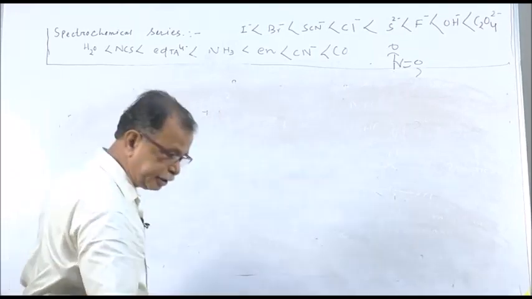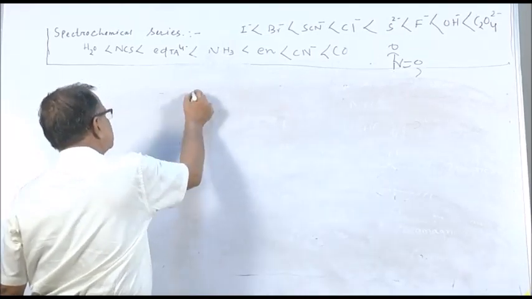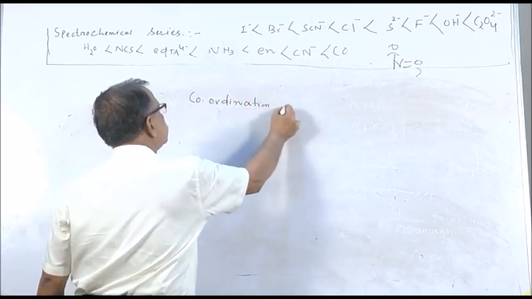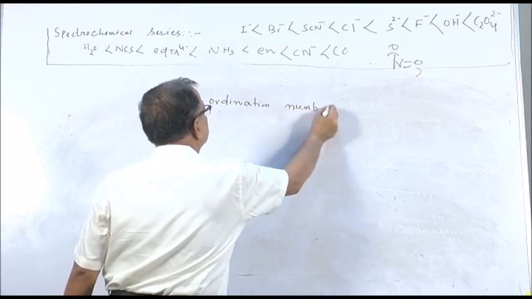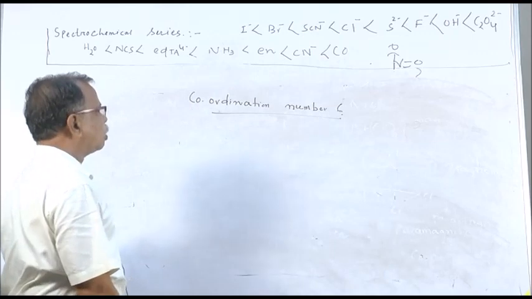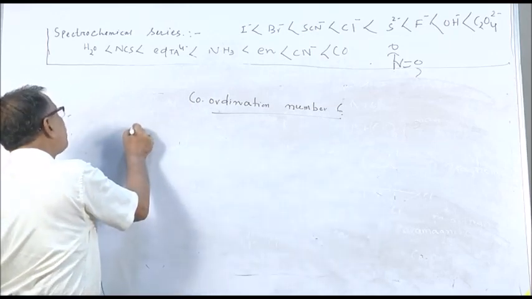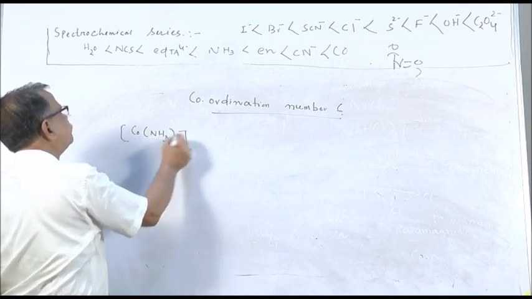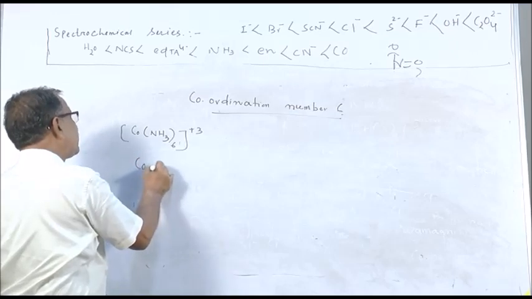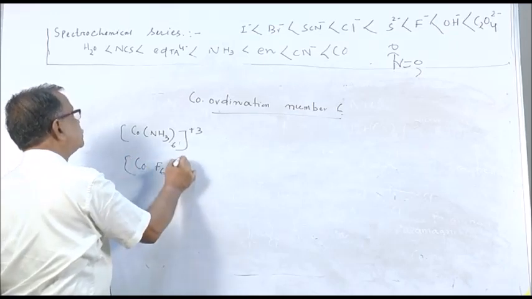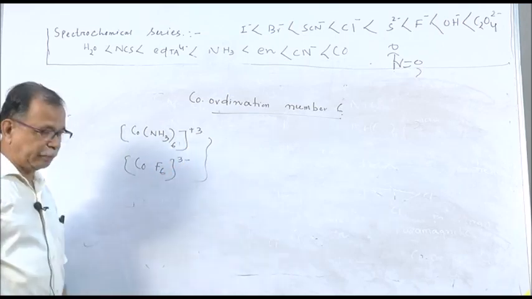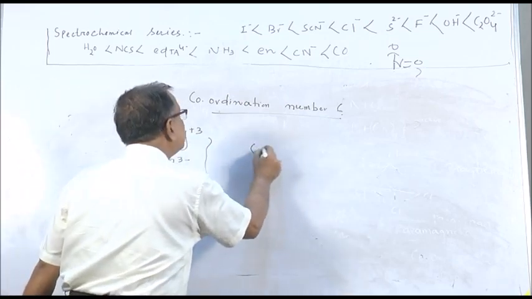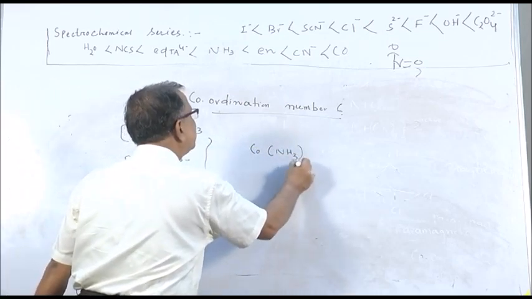Then go to coordination number 6. Bonding in coordination number 6. In coordination number 6, we may write the cobalt structure. Example: Co(NH3)6 3+ and CoF6 3 minus. Both are 3 minus cases. We will draw two structures and see what the difference is. Here, which state does cobalt remain in? Let us discuss the structure of Co(NH3)6, which remains in the +3 state.